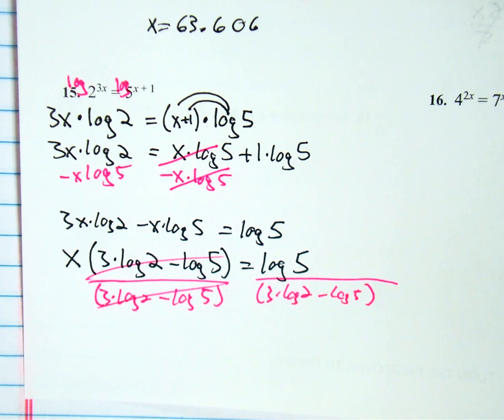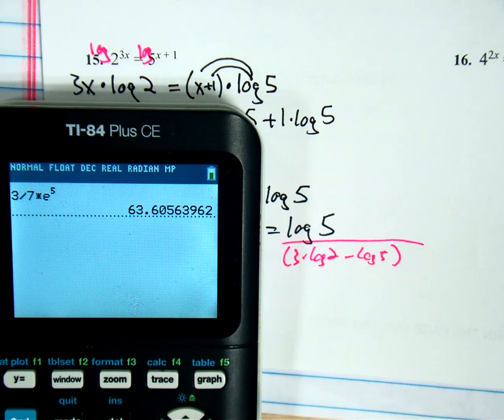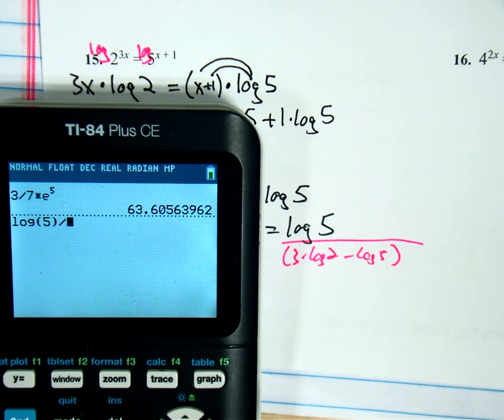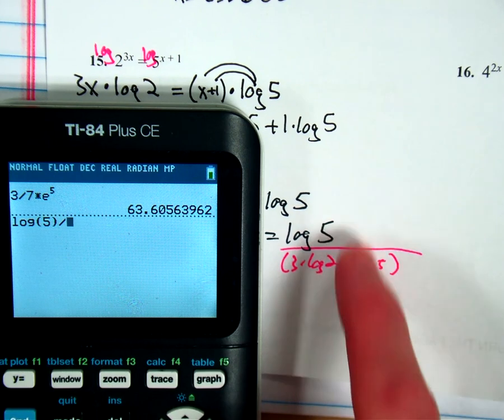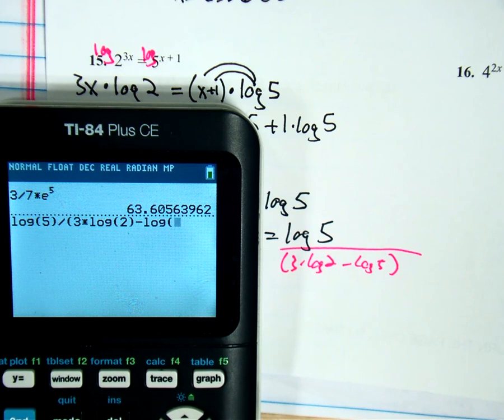Okay, divide by those parentheses. A couple different ways to type this in. Without using the fraction bar, you're going to go log of 5, close your log parentheses, divided by, and now we have lots of things going on down there in the denominator, so we need a parentheses so that it does all that stuff first and then divides by it. So parentheses, 3 times log of 2, close your log parentheses, minus log of 5, close your log parentheses, and then another closed parentheses for that open parentheses.